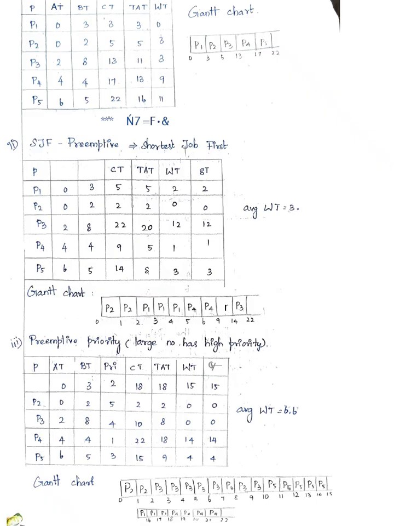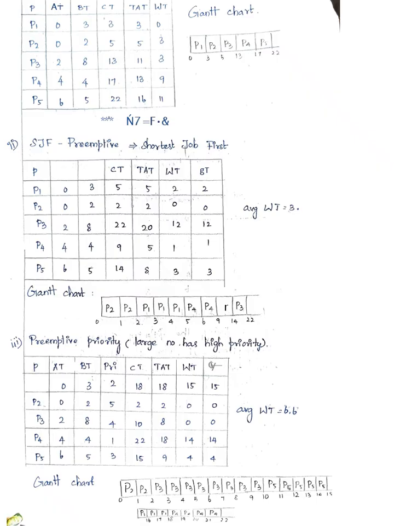So at 0, P1 also arrived, P2 also arrived. Which of these has the higher priority? Here the larger number has the higher priority, so P2 has the higher priority. So first, P2 will run one time. Then after P2 runs one time, still no other new process comes, so P2 will run again. So it will go two times. Then at 2, again they will check the priority.